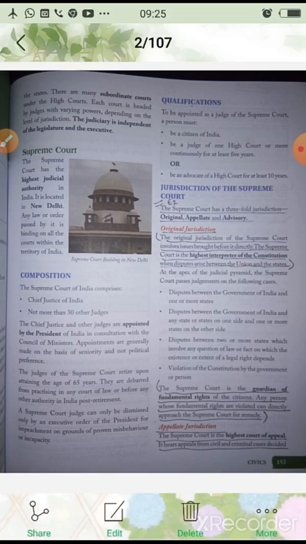Okay, and then what are the qualifications needed to be a judge of the Supreme Court? To be appointed a judge of the Supreme Court, a person must be a citizen of India. Then second, be a judge of one high court or more continuously for at least 5 years, or be an advocate of a high court for at least 10 years. So any 2 points which are there, that is compulsory for being a judge of the Supreme Court.